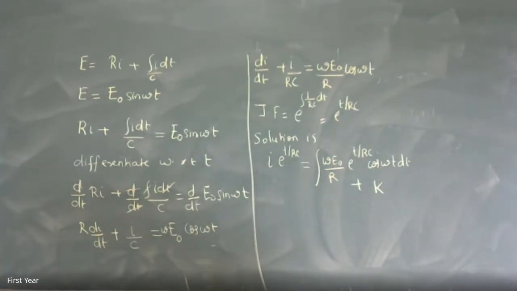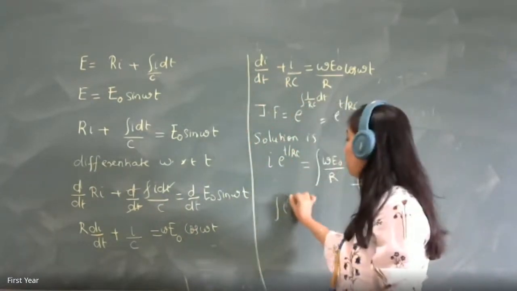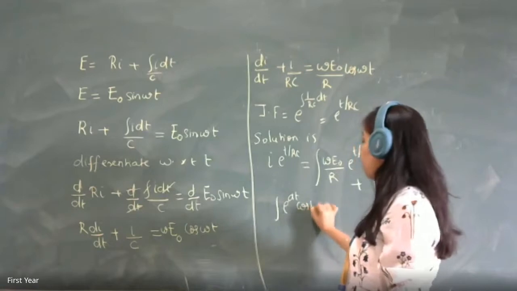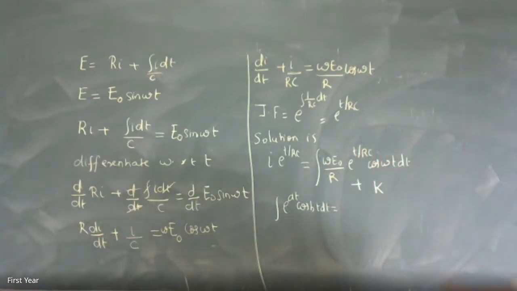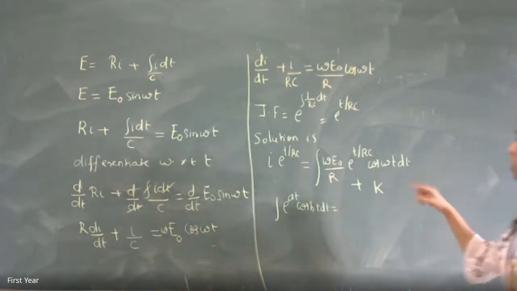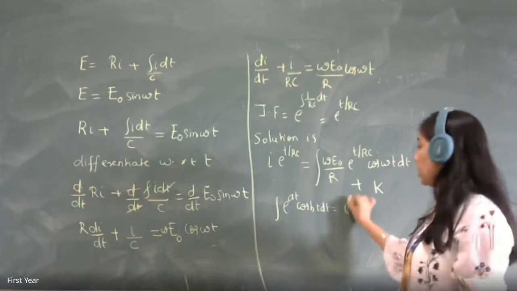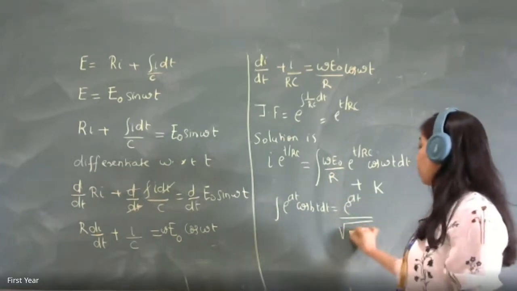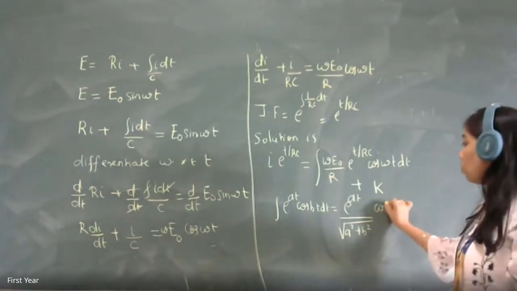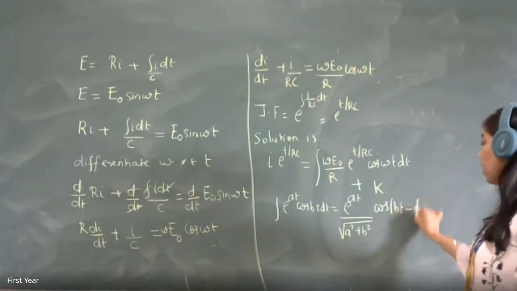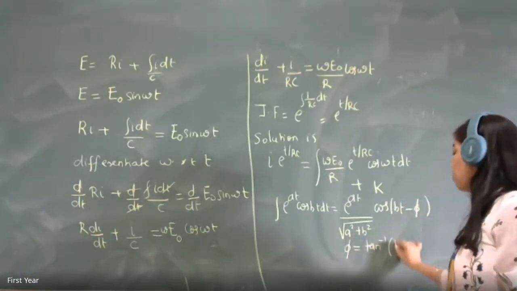Now I have given you the formula for the integration of e raised to at cos of bt dt. And I told you in electric circuits we are going to use this specific formula, because I try to write down the phase change only in terms of cos. So it is e raised to at upon square root of a square plus b square into cos of bt minus phi, where phi is equal to tan inverse of b by a. I have given this formula.